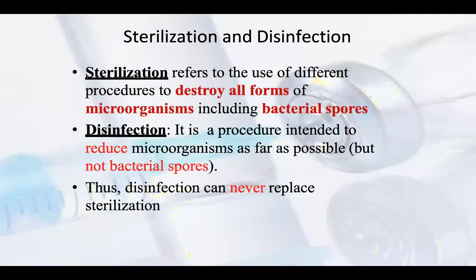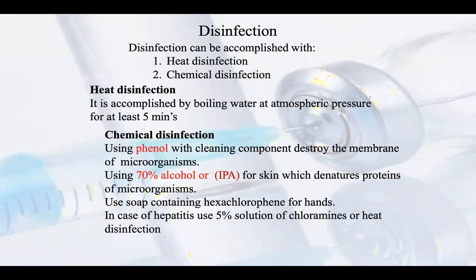Now, sterilization and disinfection. Sterilization refers to the use of different procedures to destroy all forms of microorganisms, including bacterial spores. Disinfection is a procedure intended to reduce microorganisms as far as possible, but not bacterial spores. Thus, disinfection can never replace sterilization. Disinfection can be accomplished with heat disinfection and chemical disinfection.